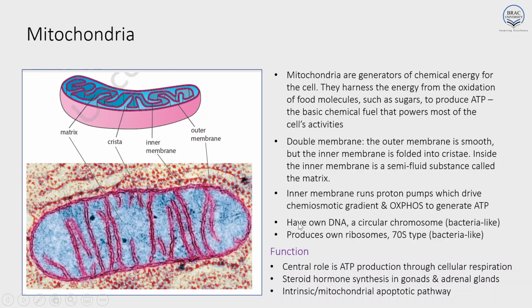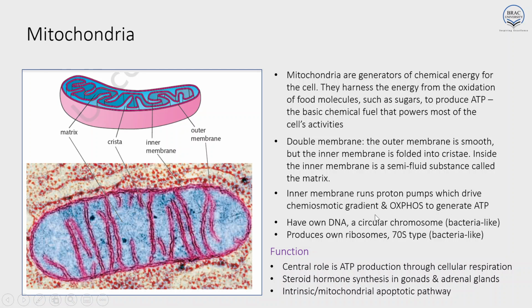In the inner membrane there is a proton pump, that is pumping hydrogen ions or protons. We'll see the function of this proton pump, which creates a concentration gradient or chemiosmotic gradient, which drives oxidative phosphorylation. OxPhos is oxidative phosphorylation. We will see that in the next slide.